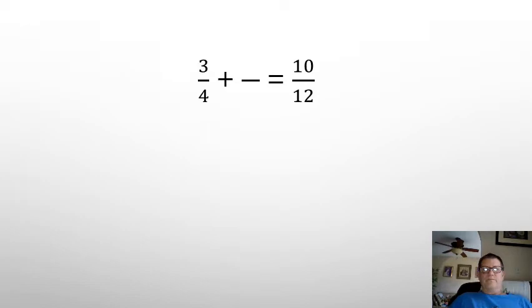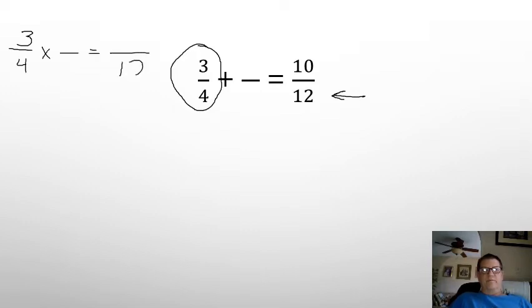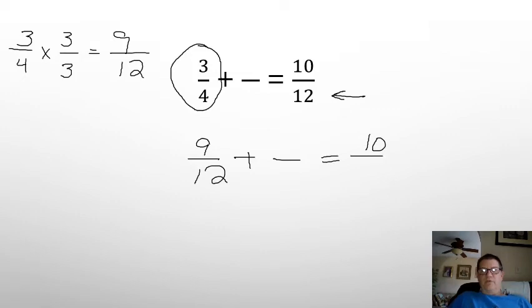Okay, in this next one, you can see now our denominator is different. But what we have to do on this one is, since we know our final fraction is in 12s, let's turn our 3/4 into 12s. We have to multiply 4 by 3 to get 12, so we have to multiply 3 by 3. So the 3/4 becomes 9/12 plus something equals 10/12. And we know that our missing fraction in this case would be 1/12.